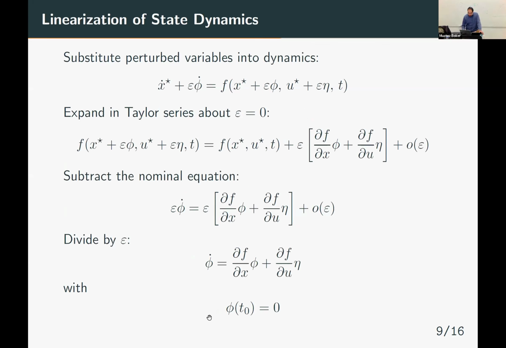Now let's linearize around that perturbation. So we have U star and X star. We are now operating near U star and X star, and we are going to linearize in that region around X star and U star. So substitute the perturbed variables into the dynamics.